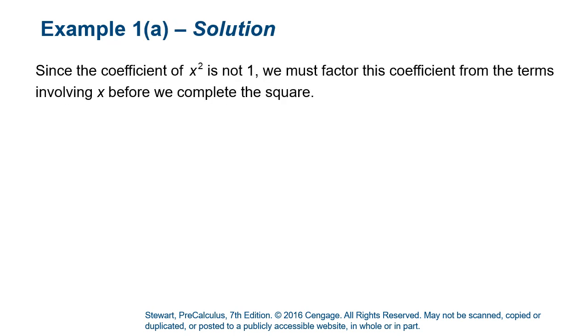Okay, so in this function, the coefficient for x squared is not a 1. We talked about when it comes to completing the square, you need to make sure that leading coefficient is a 1. So we're going to have to make it a 1. So what do we have? So we have this f of x equals 2x squared minus 12x plus 23.